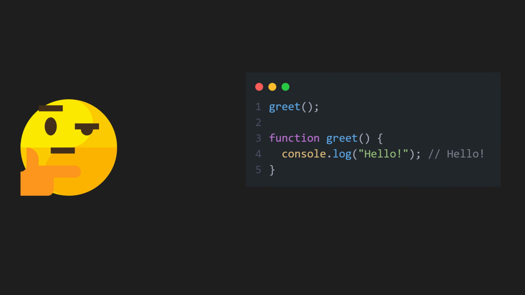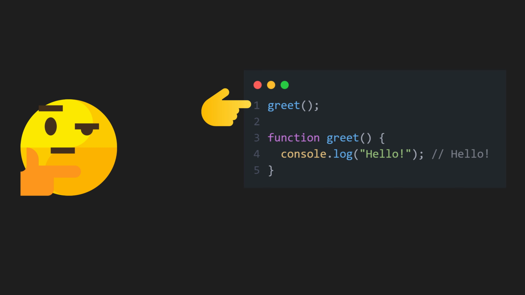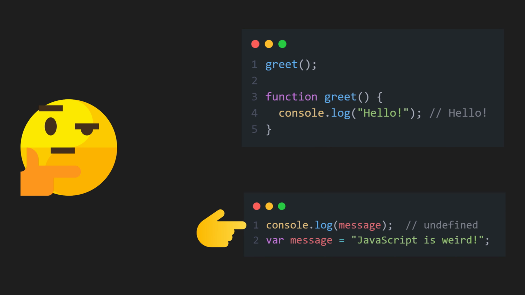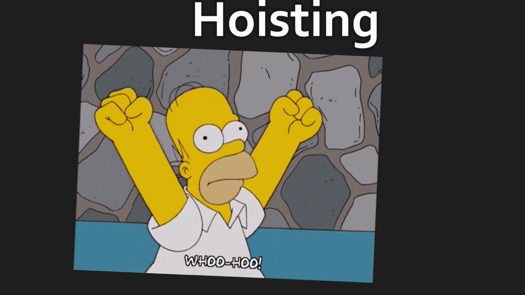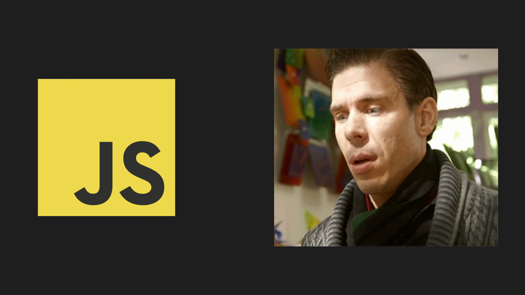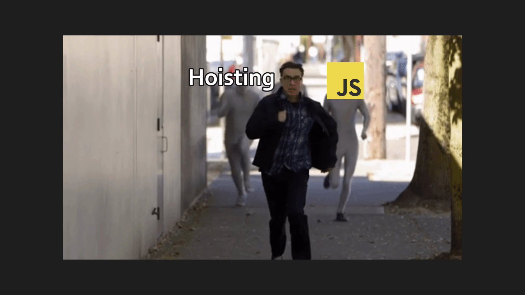Let me ask you something. Have you ever called a function before you defined it, and it still worked? Or logged a variable that somehow exists even though you never declared it at the top? Yeah, that's not luck. That's something called hoisting. And trust me, JavaScript has some weird rules behind it. Let's make hoisting so simple that you'll never get confused by it again.